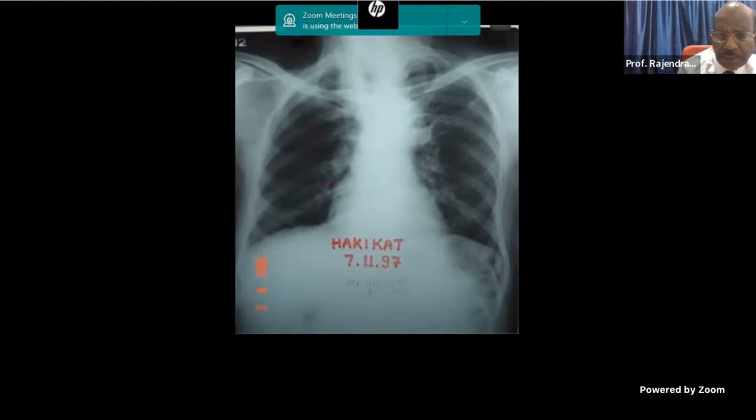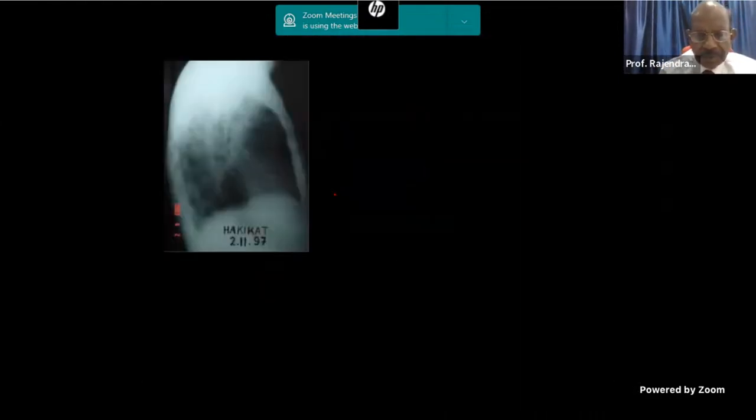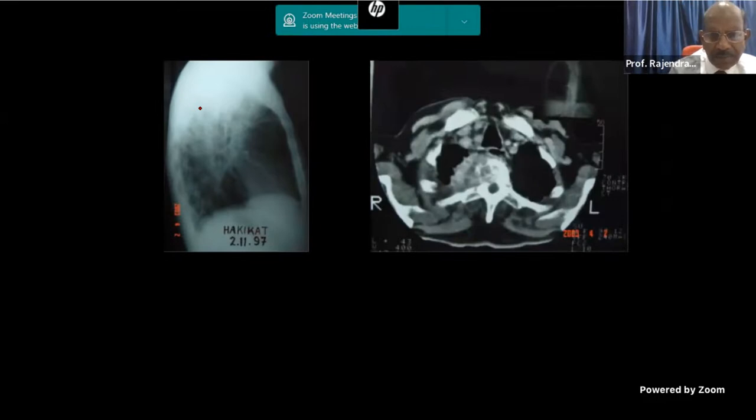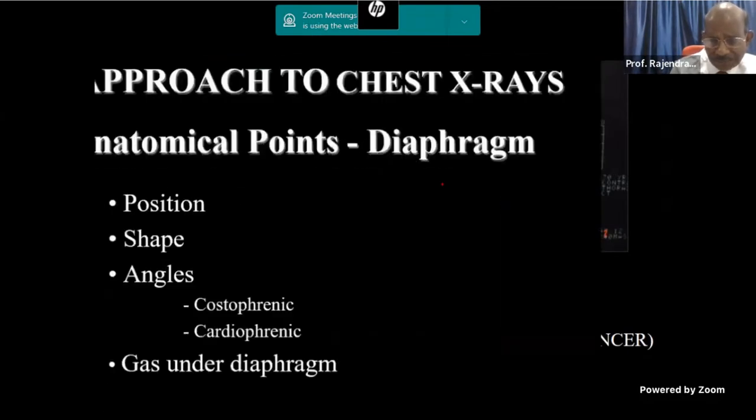Another man, an old man, a chronic smoker, again had chest pain. On the chest X-ray it is not very clear why he has chest pain. Then a lateral view was done, which showed hardly anything, but something may be there, not very informative. But when the CT scan was done, the vertebra had been eaten away by this mass lesion. So it was very clear, and this was diagnosed as a case of rib destruction from lung cancer.